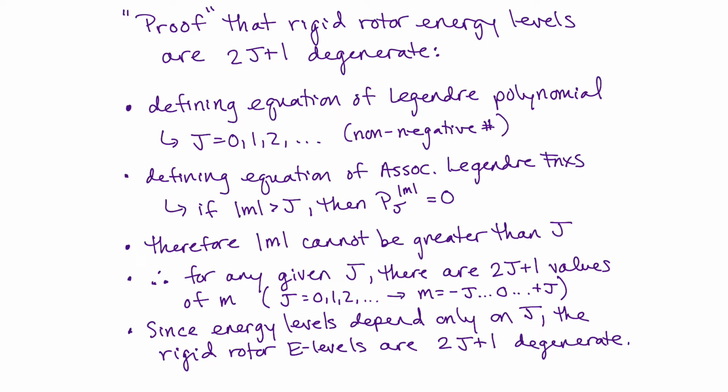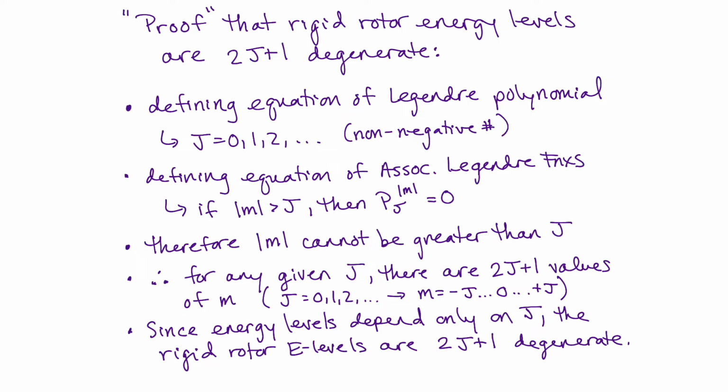Okay, so now we're just going to take a minute to do a little aside that helps us to rationalize how our energy levels for a rigid rotor are 2J plus 1 degenerate. Okay, so we'll see that come into play for us as we go along. And I'll just draw your attention to the fact that this is a proof in quotation, so we're just kind of using some logistical explanations here to get at that 2J plus 1 degeneracy.